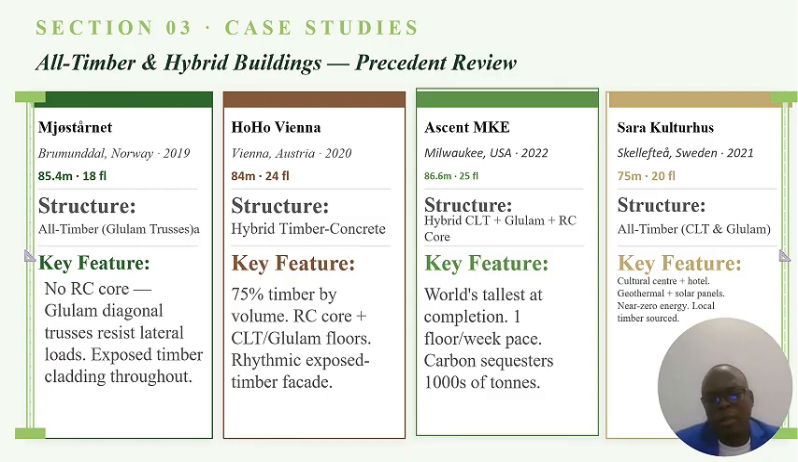On the other hand, all timbers are hybrid building precedents: structured all-timber glulam trusses, hybrid timber-concrete, and hybrid cross-laminated plus glulam plus reinforced core. This integrates almost all the case studies, where they use PV integrated as a building envelope and the facade.